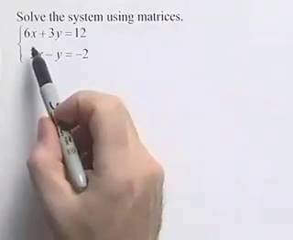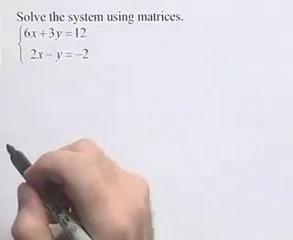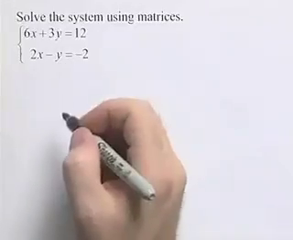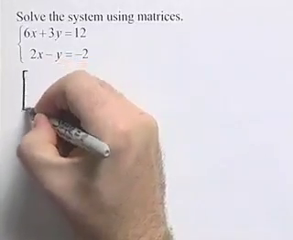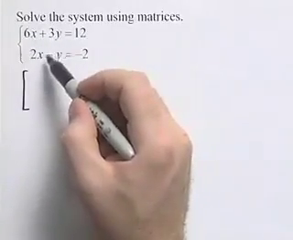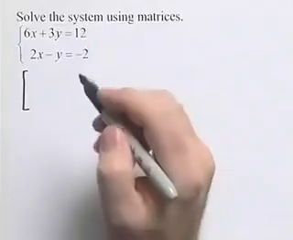For this next problem, we're going to solve a system of linear equations using matrices. Here we have our system: 6x plus 3y equals 12, and 2x minus y equals negative 2. We're going to begin by writing the augmented matrix for this system. Remember, the augmented matrix consists of the coefficients of the variables augmented with the constants on the right side.